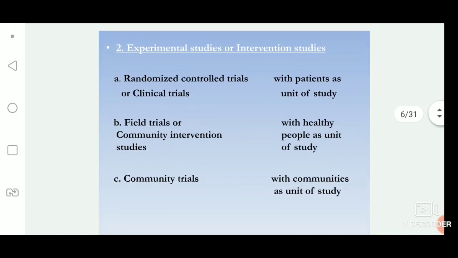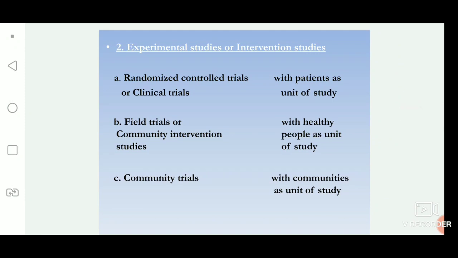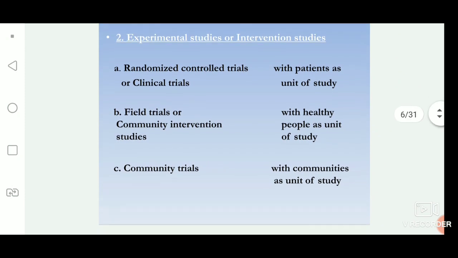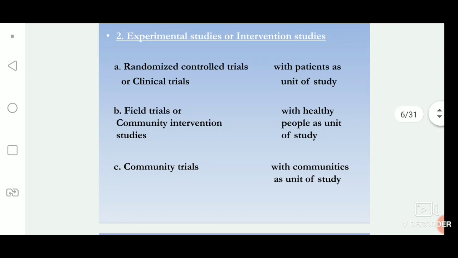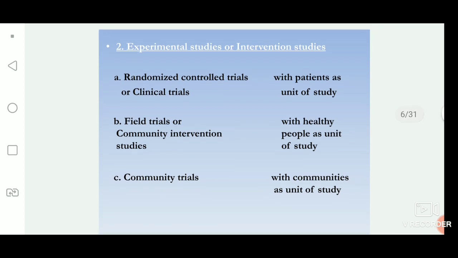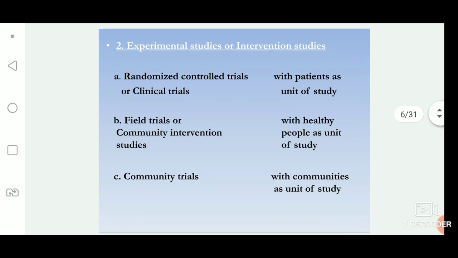The second one is experimental studies, otherwise intervention studies. In experimental studies, we have 3 types again: randomized control trials or clinical trials, where patients are the unit of study. The second one is field trials, where healthy people are the unit of study. And community trials, with communities as unit of study.